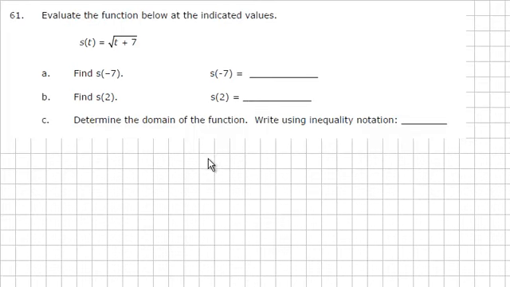Evaluate the function below at the indicated values. S of t is equal to the square root of t plus 7. In part A, we're asked to find s of negative 7.